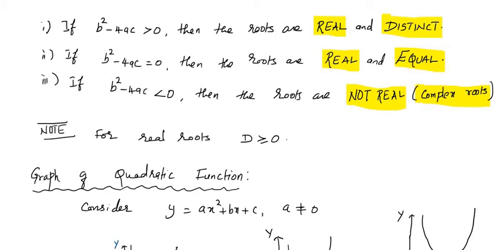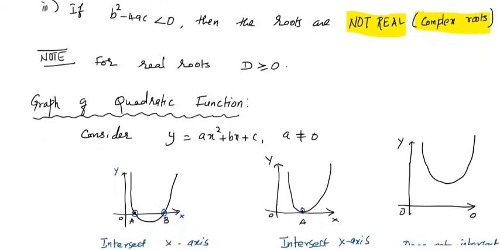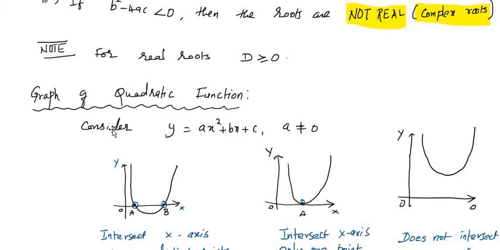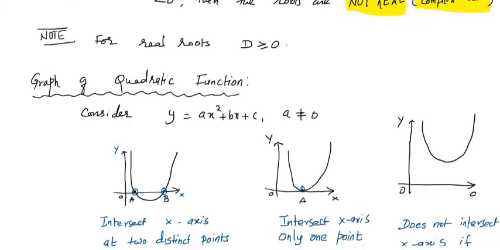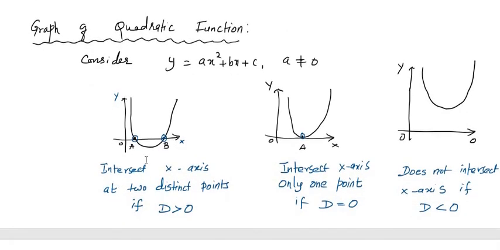ஓகே, நெக்ஸ்ட் பாருங்க, graph of quadratic function. எப்பவுமே quadratic function வந்து graph இதுவும் 10th படிச்சிருப்பீங்க. ஒரு parabola curve, U shaped curve கிடைக்கும், உங்களுக்கு parabola கிடைக்கும். இப்போ consider y is equal to ax square plus bx plus c and a is not equal to 0. ஒரு quadratic function எடுத்துட்டேன். அதில் பார்த்தீங்கன்னா 3 different cases.